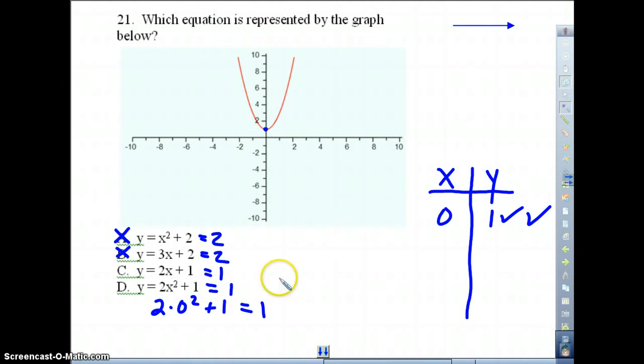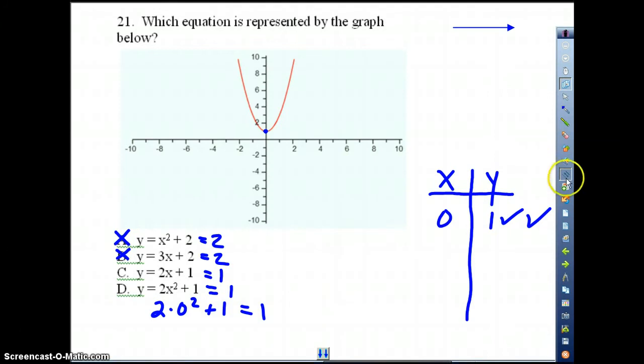I've got to see if I can't pick another point off the graph. So I'm going to do this. I'm going to come in here at 1. Let me get a skinnier line than that. Skinnier line. Let's see if I'm able to do that. Hold on a minute.